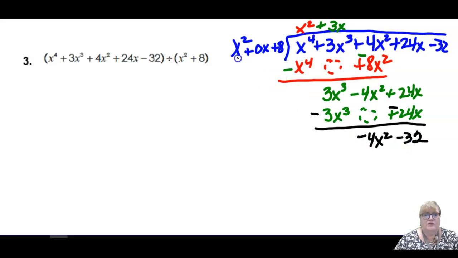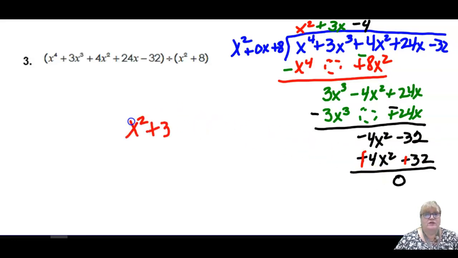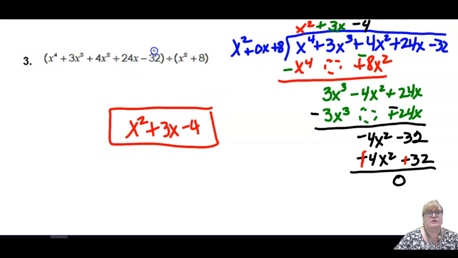Now, 4x squared, I can still multiply this by a 4, but I need it to be negative. So if I multiply by a negative 4, I get negative 4x squared, and then I have plus 0x and a minus 32, which is exactly what we had up here. So we get 0 when we subtract, or change it to add the opposite. So this came out even: x squared plus 3x minus 4. And again, you could multiply it by x squared plus 8 and check that you got all those terms.